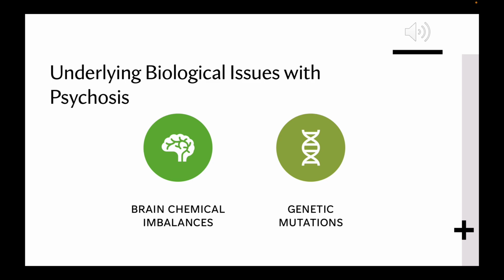And then secondly, genetic mutations. Chromosomal abnormalities increase the risk for psychotic disorders. Correlations between having episodes is linked in immediate families. And there are reports of variation in some genes increasing susceptibility to psychosis.